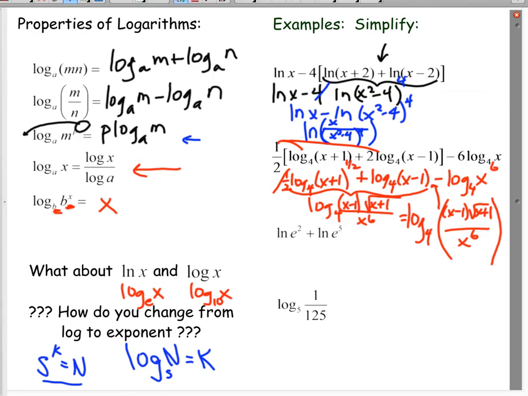All right, next one. What is ln of e squared? Isn't that the same as log base e of e squared? What happens when these two are the same? They kind of cancel each other out. So this just becomes 2 plus 5, which is 7.